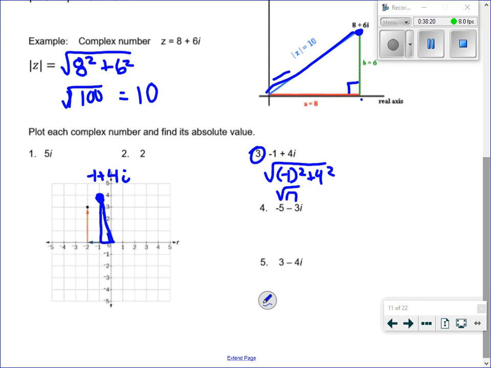So for the rest of the time, work on that back page. Remember, you're going to have a quiz next time on complex numbers. Don't be too concerned with this. It's just a good connection.